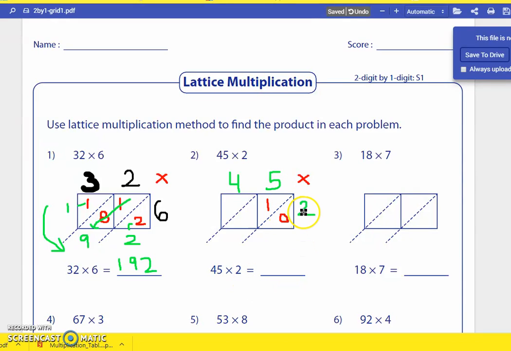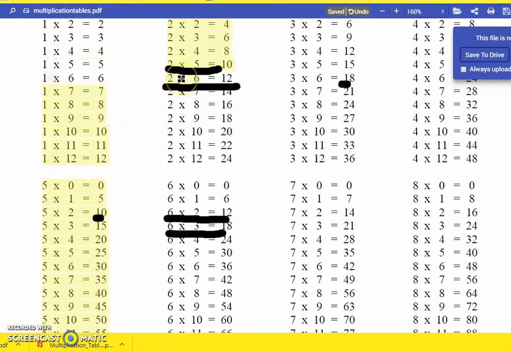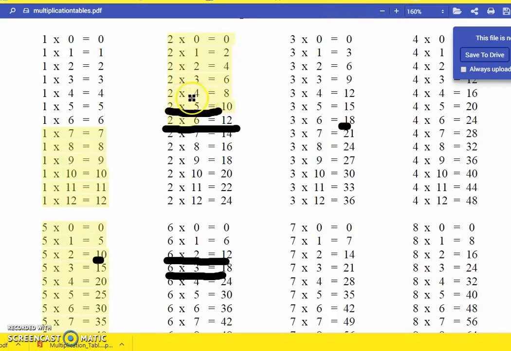So what am I going to do next? I got to go to this guy. 2 times 4. 2 times 4 is what? Look at your times tables chart. Go to the 2's column. 2 times 8. No, 2 times 4. That's what we're looking for. Oh, here it is. 2 times 4. That's 8. There's the answer. We're doing 2 times 4.